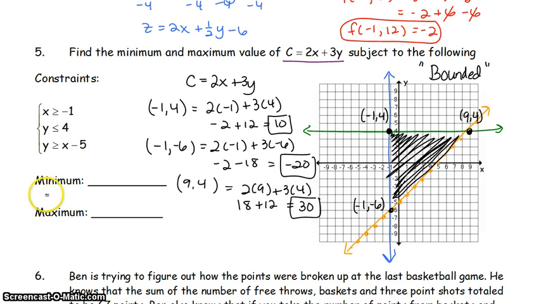So the minimum is the smallest value that we see, and that smallest number there is -20. The maximum is the largest value, which is 30. Again, if it was unbounded, you'd only have a min or a max.